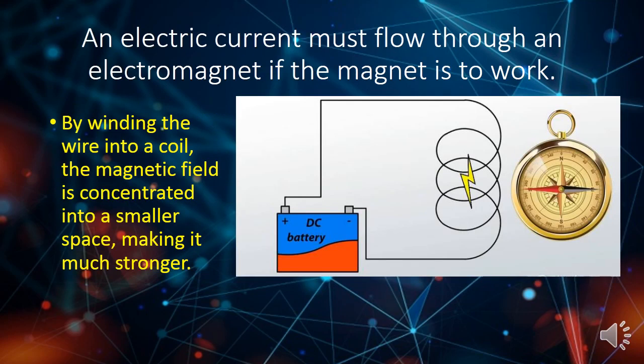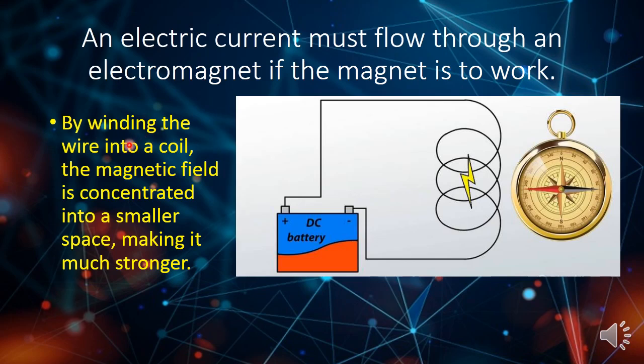We will use what Ørsted found in a straight wire. He said that when electric current flows in that wire, it makes a magnetic field around it, but that magnetic field in the straight wire is quite weak. So what did we do here is the following. We used a coil of wire to make the magnet stronger. An electric current must flow through an electromagnet if the magnet is to work. So we should have an electric current in this electromagnet.